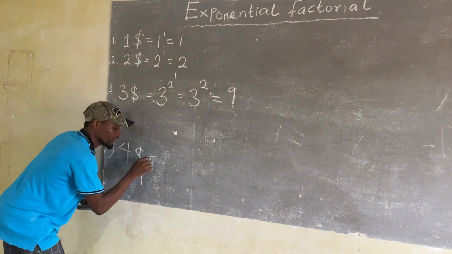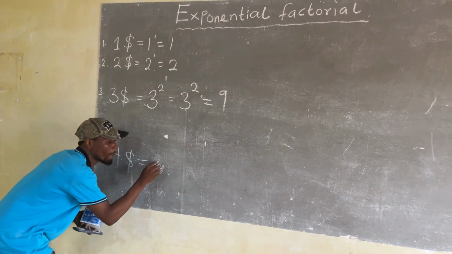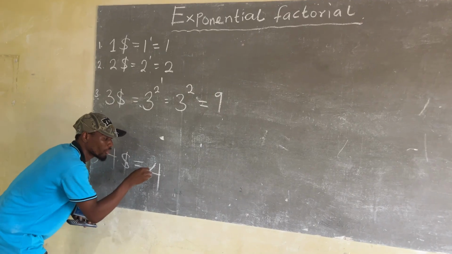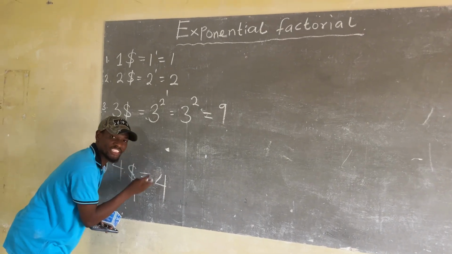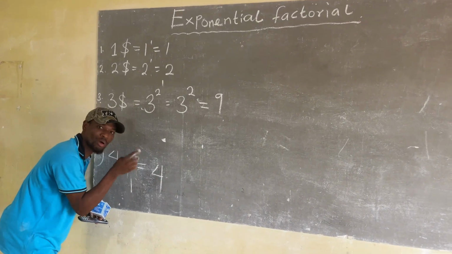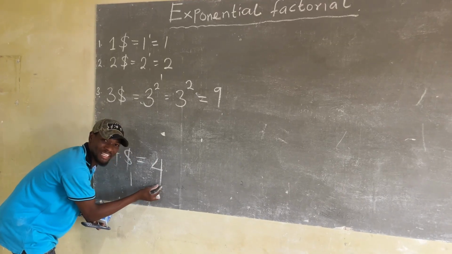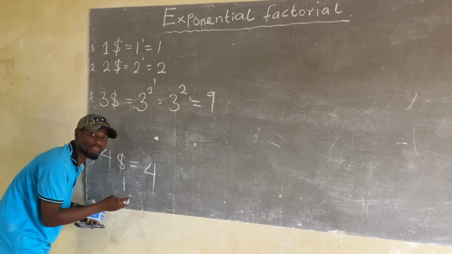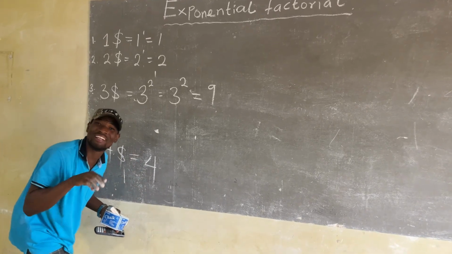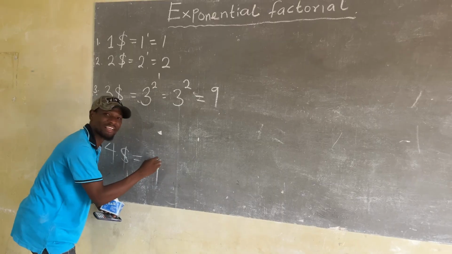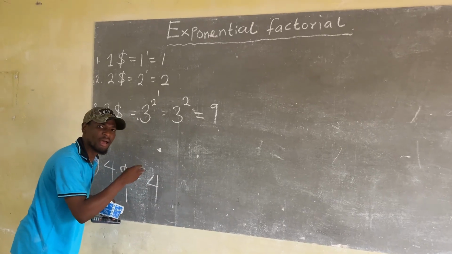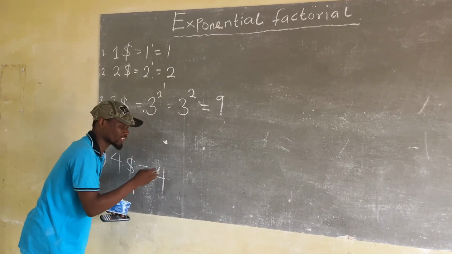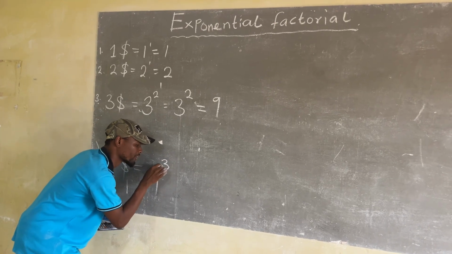Now, in the same vein, exponential factorial of 4 is written this way. It equals the number 4. Before you get the exponent, you subtract 1 from this number. So 4 minus 1 is 3. That 3 becomes an exponent, a power, an index. So to the power 3.